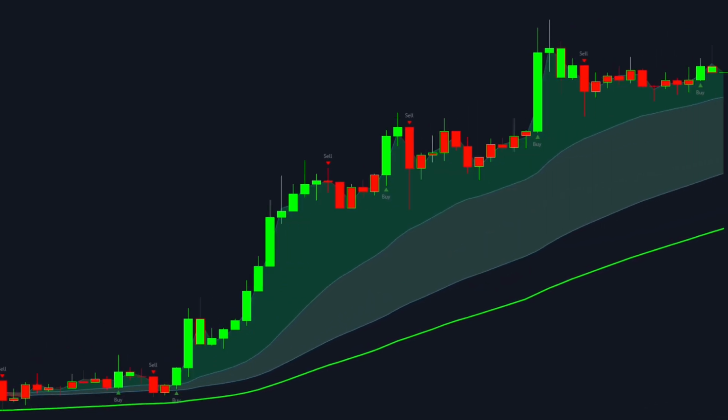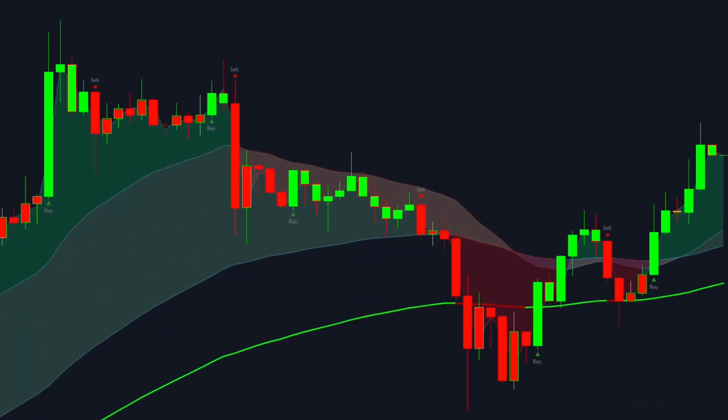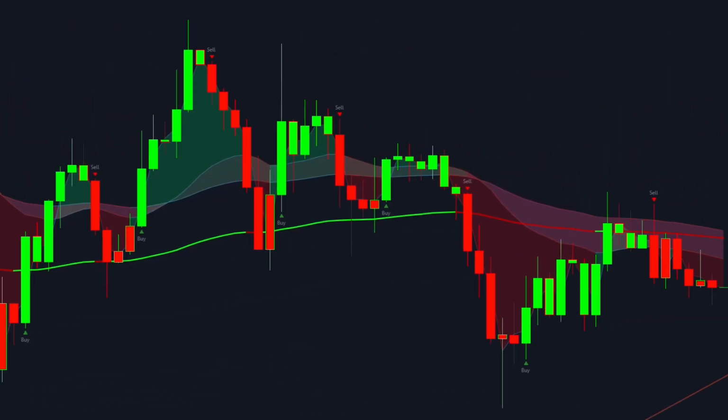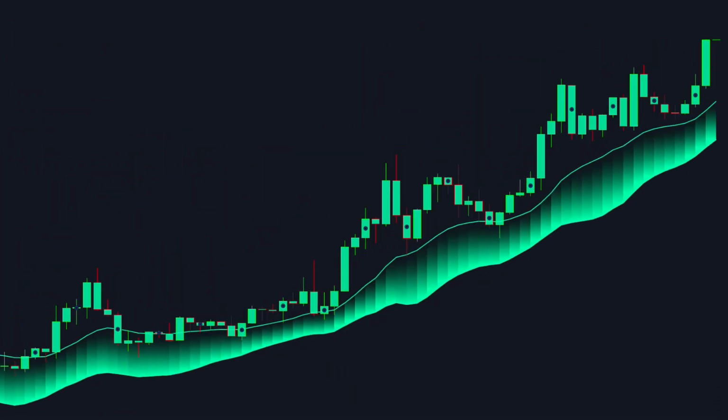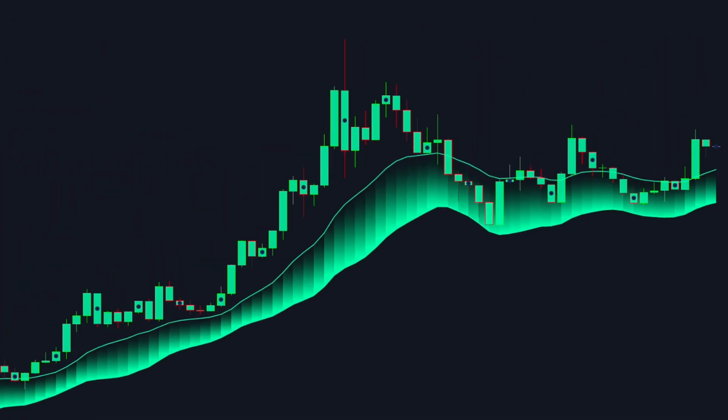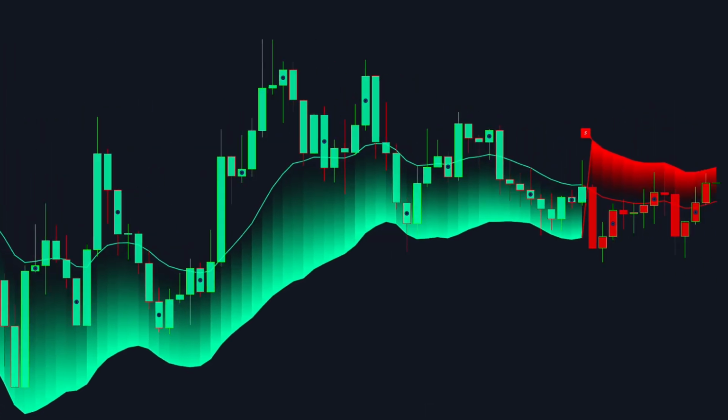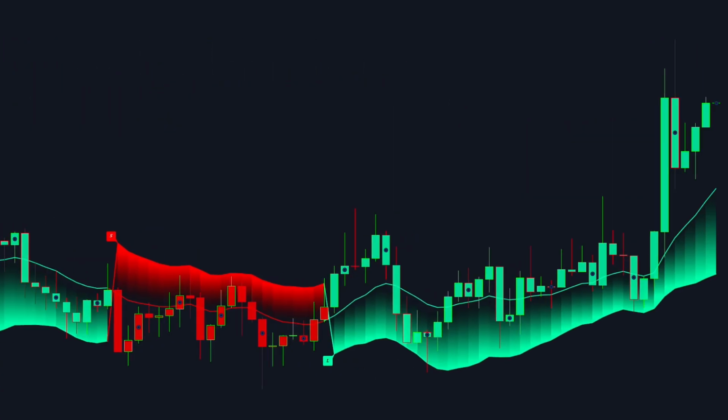So after all the testing, all the analysis, and all the hype, the verdict is clear. You don't need to spend $1,000 on a fancy indicator. The Adaptive Trend Flow gives you professional grade trend detection for free. So why pay for something when a free tool is outperforming it?